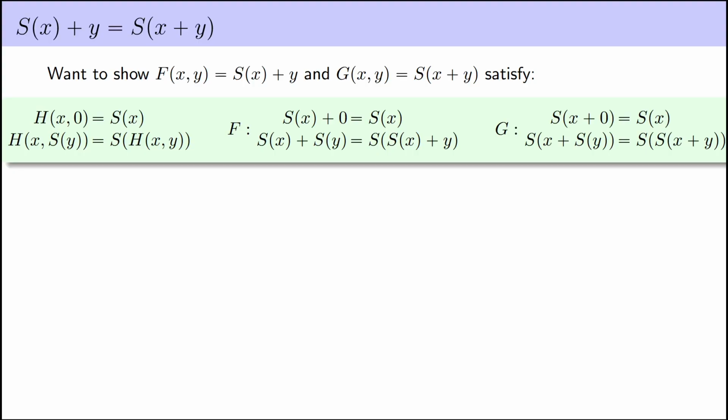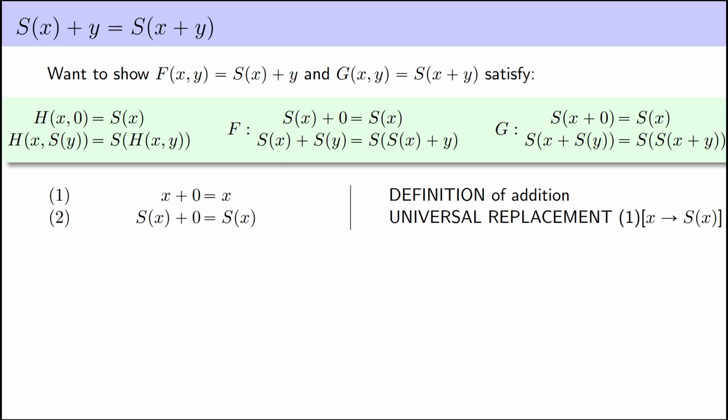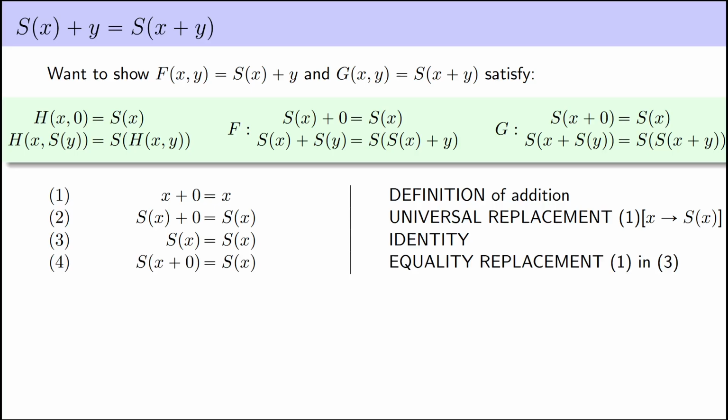So again, we need to show all four of these different things in order to be able to conclude the equation that we want by the uniqueness rule. Showing that the successor of x plus 0 is equal to the successor of x is easy. This is just the base case definition of addition, x plus 0 equals x, with the x's replaced by successor of x's. Showing that the successor of x plus 0 is equal to the successor of x is also easy. This is just the identity, the successor of x is equal to the successor of x, with one of the x's replaced by x plus 0, which we know is equal to x from line 1.